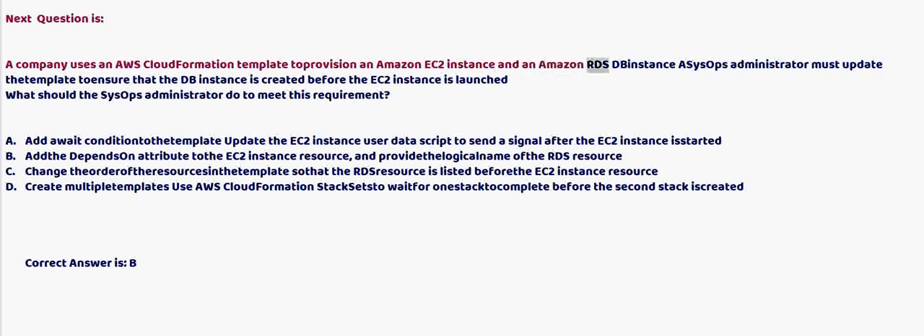and an Amazon RDS DB instance. A SysOps administrator must update the template to ensure that the DB instance is created before the EC2 instance is launched. What should the SysOps administrator do to meet this requirement? A. Add a wait condition to the template. Update the EC2 instance user data script to send a signal after the EC2 instance is started.